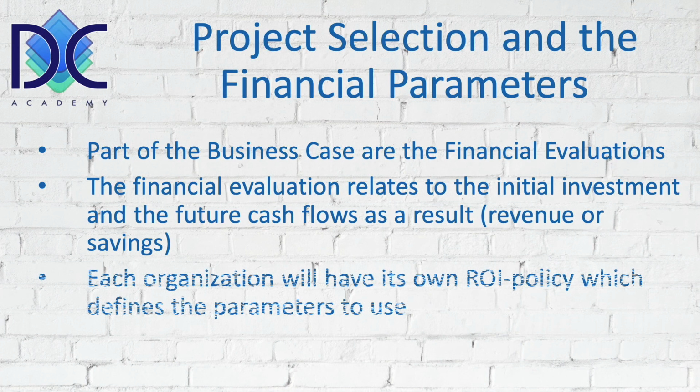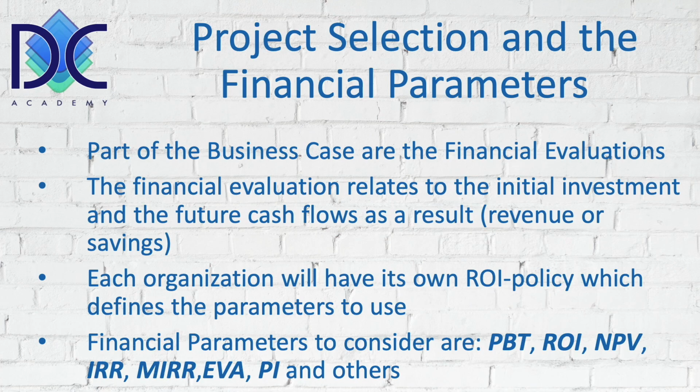Now, what financial parameters can we consider? Typically, we have payback time, return on investment, net present value, internal rate of return, modified internal rate of return, economic value add, and profitability index, and perhaps some other parameters that may be used in more complex situations. All these parameters, how they work, how we define them, you can find in our videos related to finance and especially in time value of money. All the parameters will be explained in detail there. Here we will just use them.